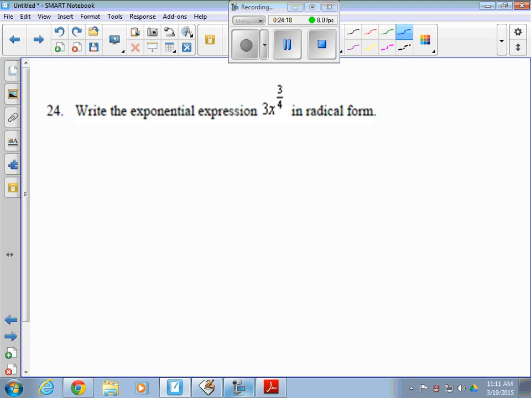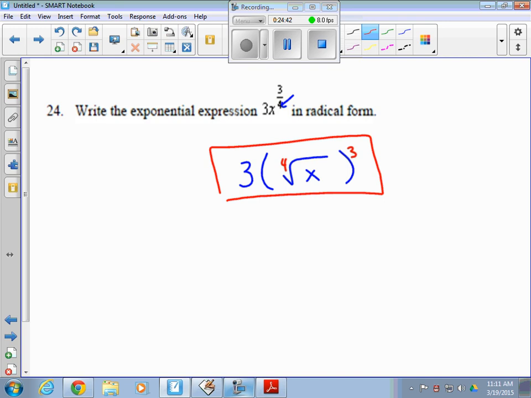Number 24 tells you to write this one in radical form. Well, the only thing being raised to the 3/4 power is x, not 3. So what this is saying is 3 times the radical of x. Remember, this is the index, so it's the 4th root, and it's being cubed after the fact. So 3 times the 4th root of x to the 3rd power.